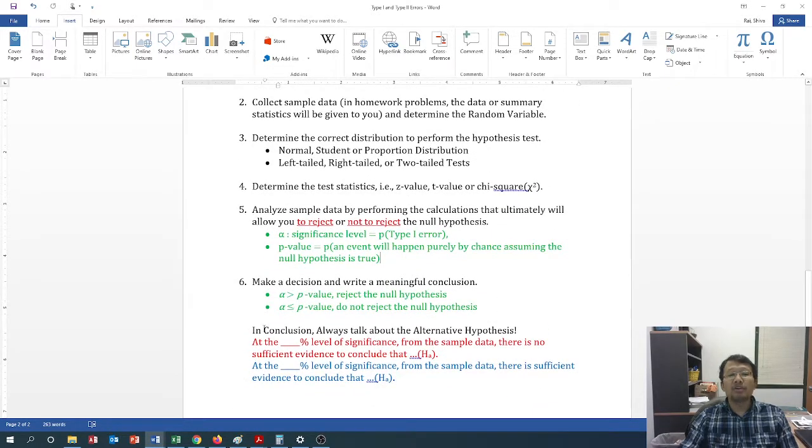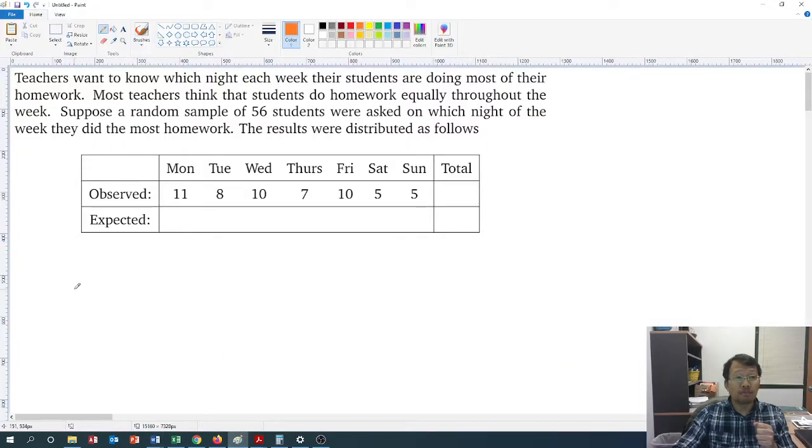Finally, in conclusion, we will always talk about the alternative hypothesis, stating that at the 95% level of confidence from the sample data, there is no sufficient evidence to conclude that the alternative hypothesis occurs, or there is sufficient evidence to conclude the alternative hypothesis. So now let's head over to one of the examples that I took from the book.